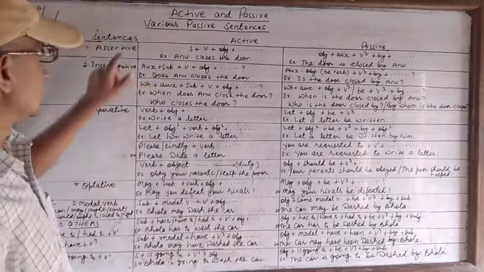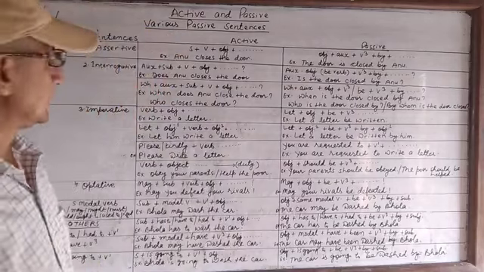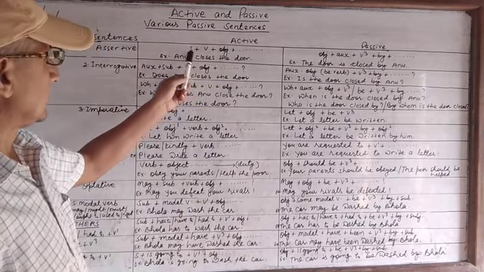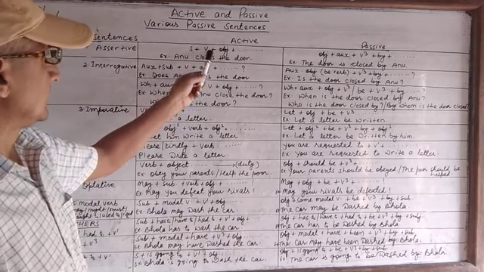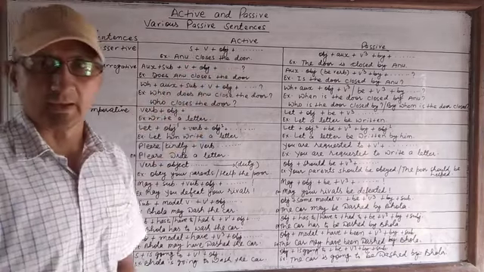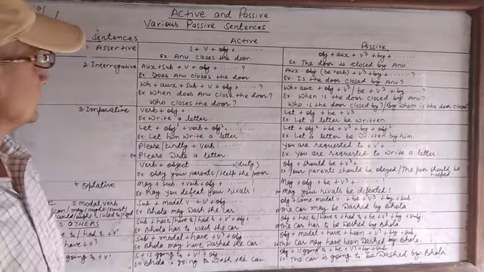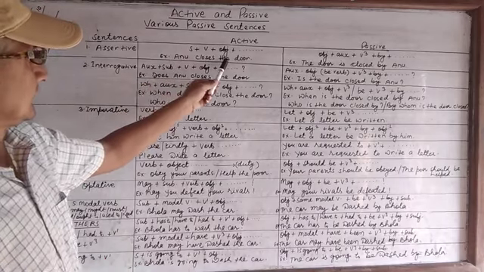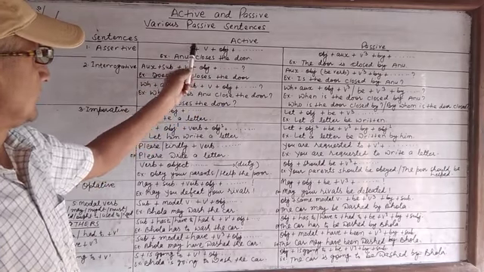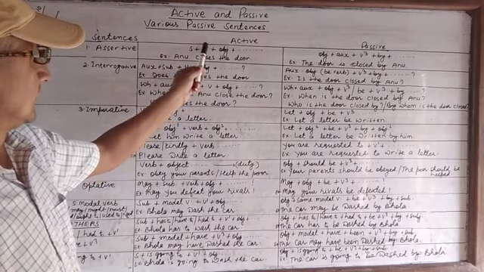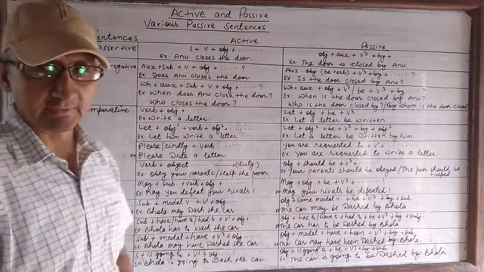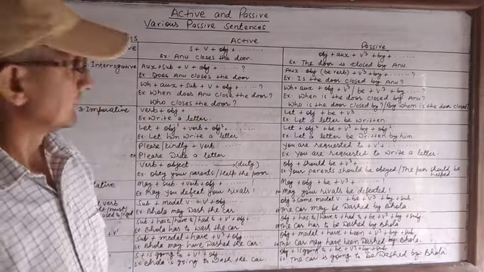First, assertive sentence. The active structure of an assertive sentence is subject plus verb plus object and then other words. The example is Anu closes the door. Anu is the subject, closes is the verb, and the door is the object.